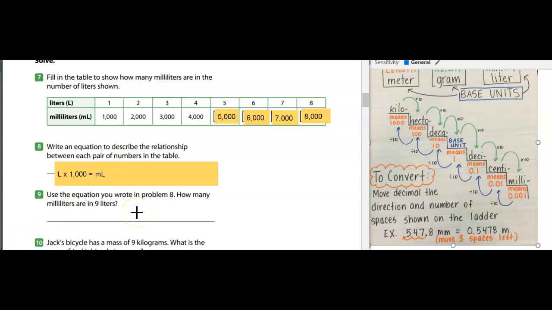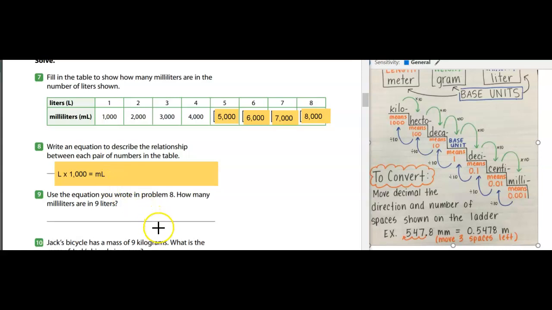So the equation that you should have written will be L times 1,000 equals milliliters. So this L represents our liters. So we know that we are given the amount of liters that we want to convert. So we're converting our liters to milliliters. So we know that for every 1 liter is equivalent to 1,000 milliliters. So you're going to multiply L times 1,000, and that will give us the amount of milliliters. And ml is the abbreviation for milliliters.